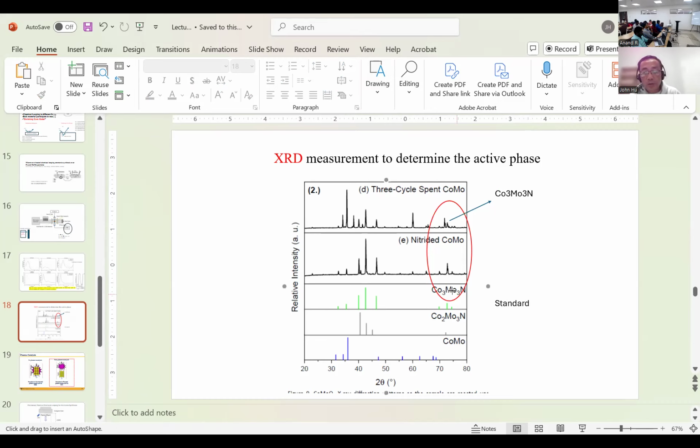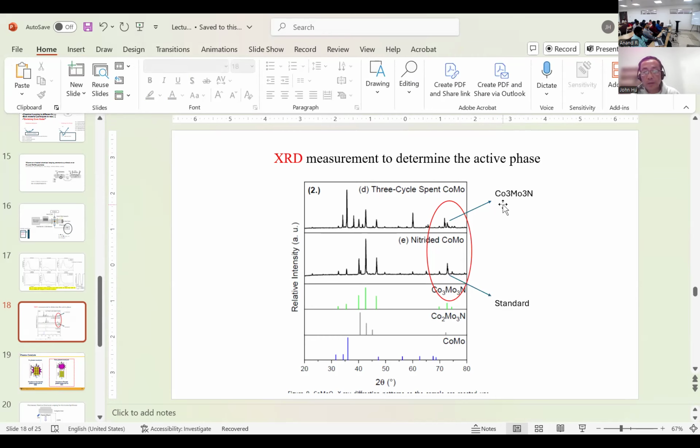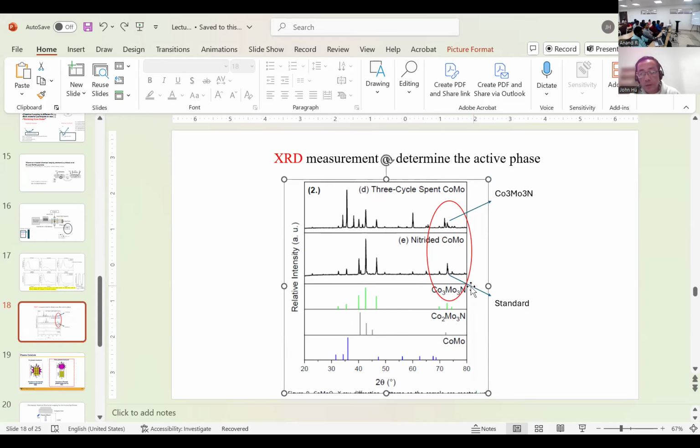So this is the standard we purchase. And then this is the spent catalyst. Okay. So that means during the reaction, there's a phase. Even if you begin with cobalt-moly, during the reaction they form the phase just like this. So the information from XRD helps you design the cobalt-moly catalyst.